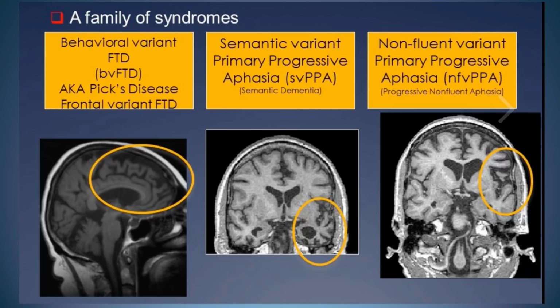Oftentimes it will affect the left side more than the right side. Left side is usually, for 95% of the population, the dominant hemisphere for language. But you can have it flipped. And then for the non-fluent variant of primary progressive aphasia, this is affecting an area up here. It's sort of the motor. A lot of times people talk about it, about Broca's area.